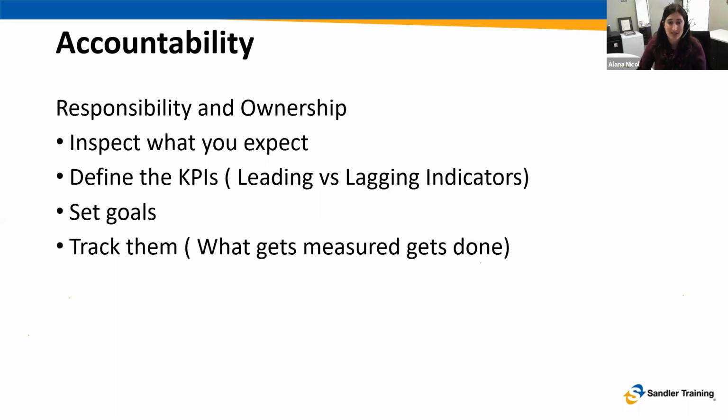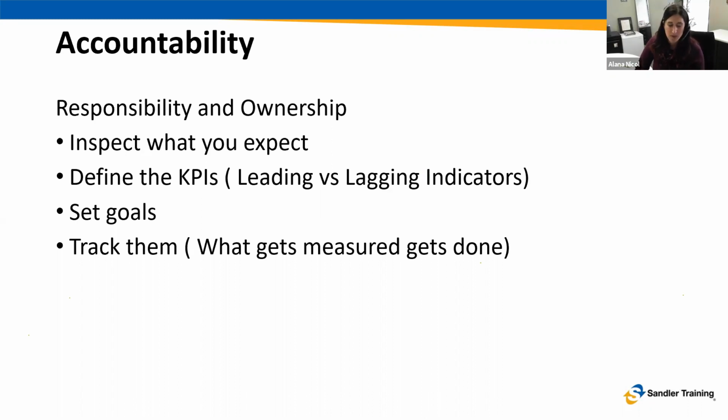Then we need to manage against them. So we actually have to track them. So if I need to be having conversations and meetings or making dials, I need to have a goal for that and some way to track it. This is where CRMs are really helpful. If you don't have a CRM, being able to track it even in an Excel spreadsheet, or if all else fails, the really cheap solution, a notebook. Somewhere where you are writing down or keeping track of the activity, because what gets measured gets done.